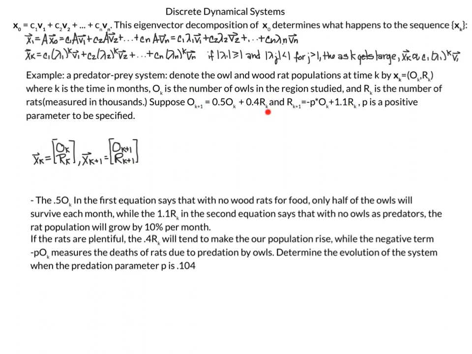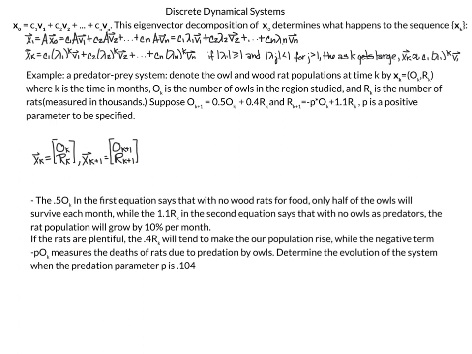So looking at my O of k plus 1, this 0.5 here says that if this R of k is equal to 0, that tells me that if we had no rats for food, only half of the owls would survive each month. While over here, if we had no owls, so let O equal 0, the 1.1 R in the second equation says that with no owls as predators, the rat population would grow by 10%. You can see that 1.1, 10% every month.